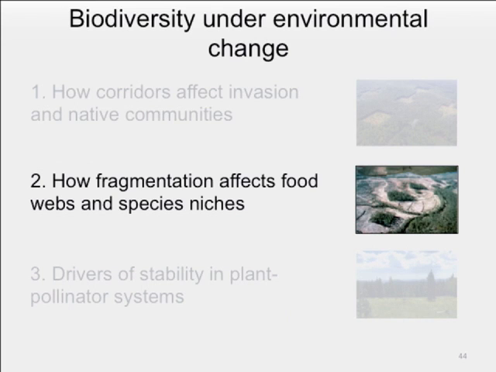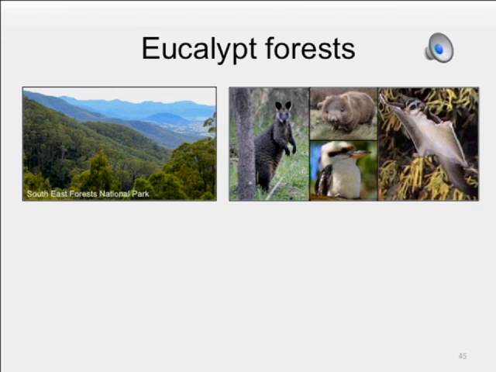So in the next part of the talk, we're going to be talking about fragmentation effects on food webs and species niches. This is work from the wog-wog habitat fragmentation experiment. The wog-wog habitat fragmentation experiment, I'll just call it wog-wog because the name's too long, is set in a part of Australia that was historically dominated by eucalypt forests.